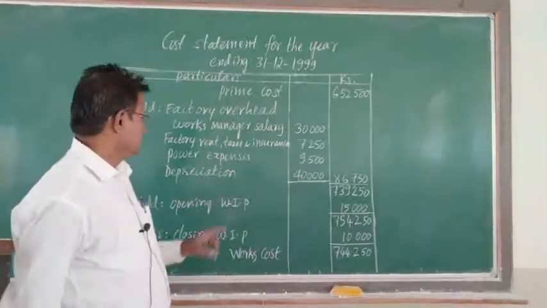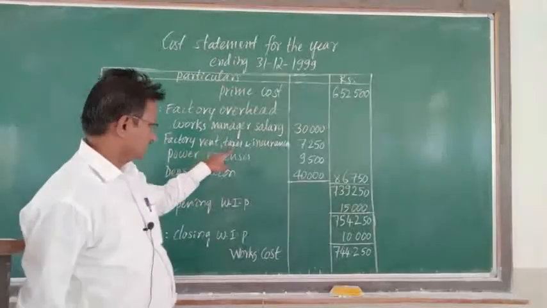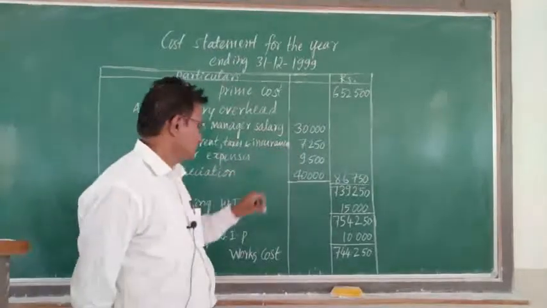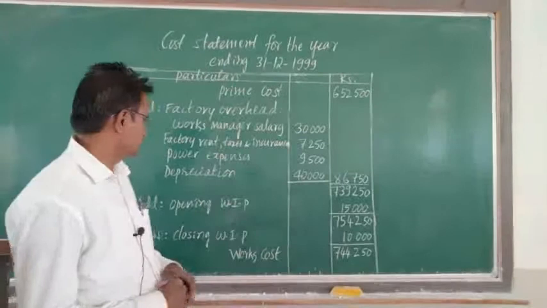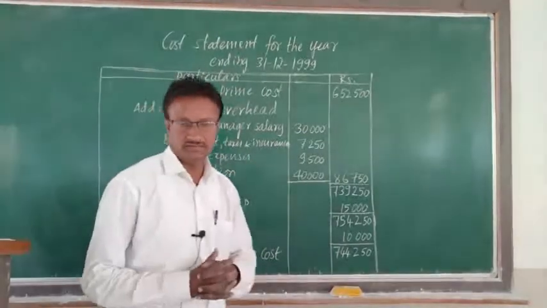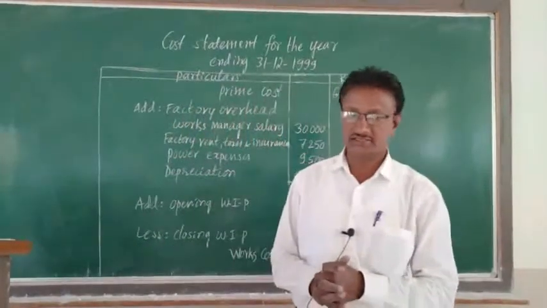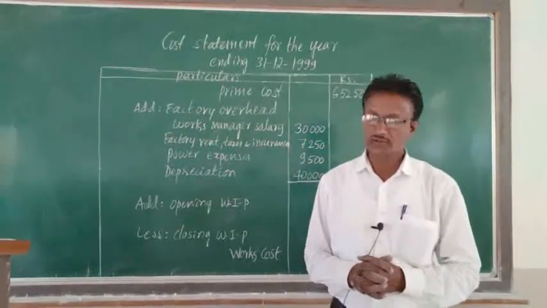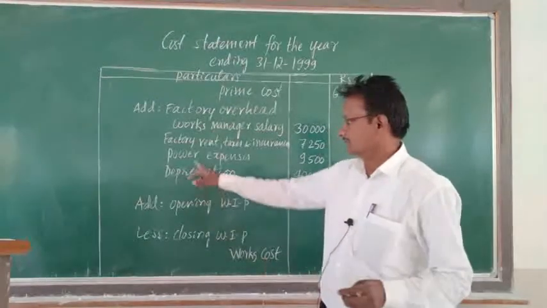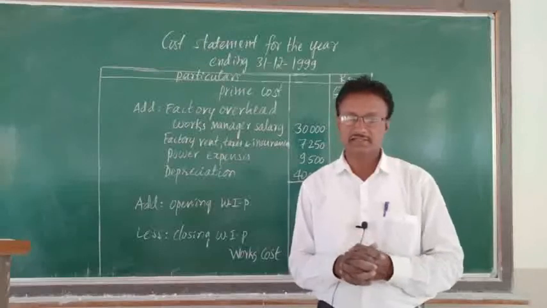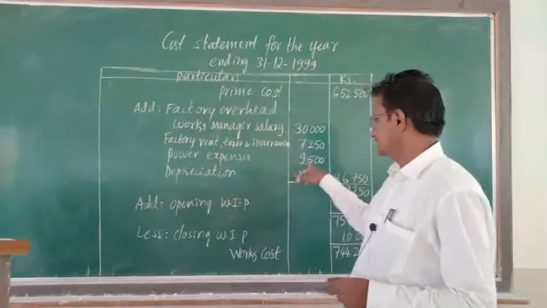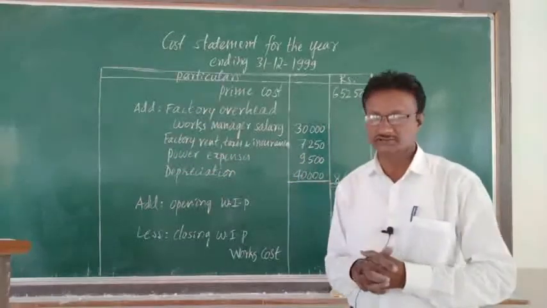Next, factory rent, taxes and insurance 7,250. Next expense you have to take is power expenses. So power, it may be electricity, coal, gas, steam, in any form. Power expenses are incurred to run the machinery. So power expenses here is 9,500.